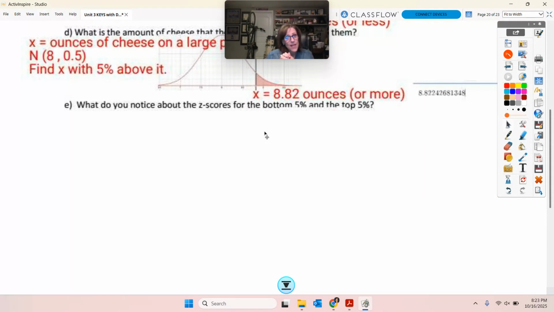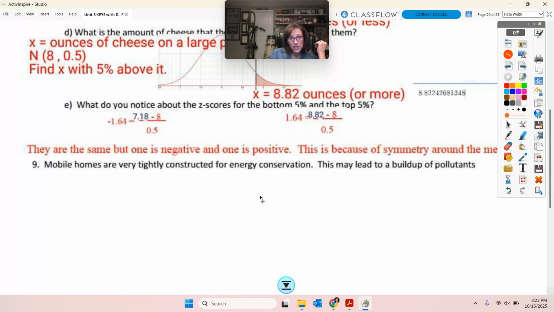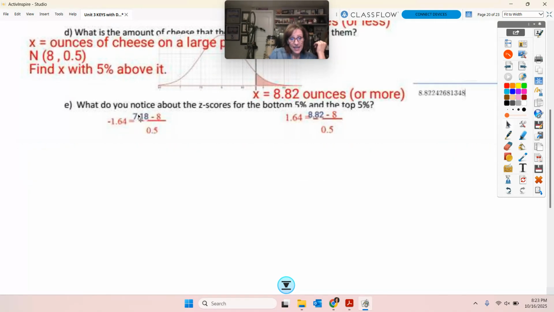So now, because of part C, I've got x values and the mean and the standard deviation. So let's look at what I did here. X minus the mean over the standard deviation is that z-score. And the top one, x minus the mean over the standard deviation is that z-score. So what do you notice about those two z-scores? They are the same. One's negative because it's the lower 5%, and one of them's positive because it's the top 5%. So that's all that's happening.